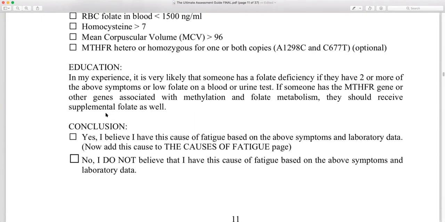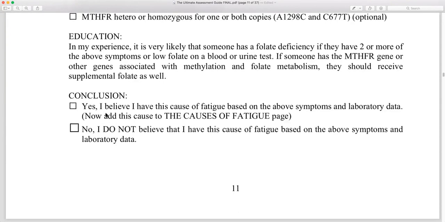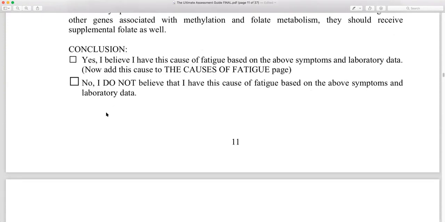So in my experience, it is very likely that someone has a folate deficiency if they have 2 or more of the above symptoms or low folate on a blood or urine test. If someone has the MTHFR gene or other genes associated with methylation and folate metabolism, they should receive supplemental folate as well. Then you mark yes or no.